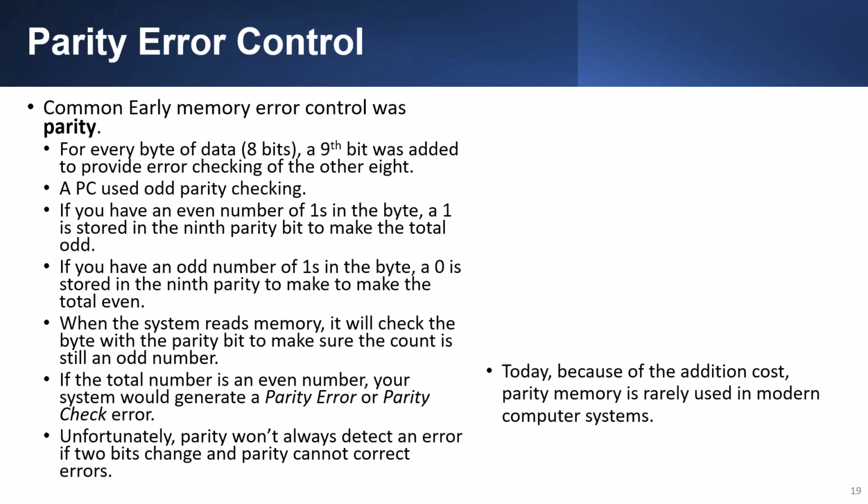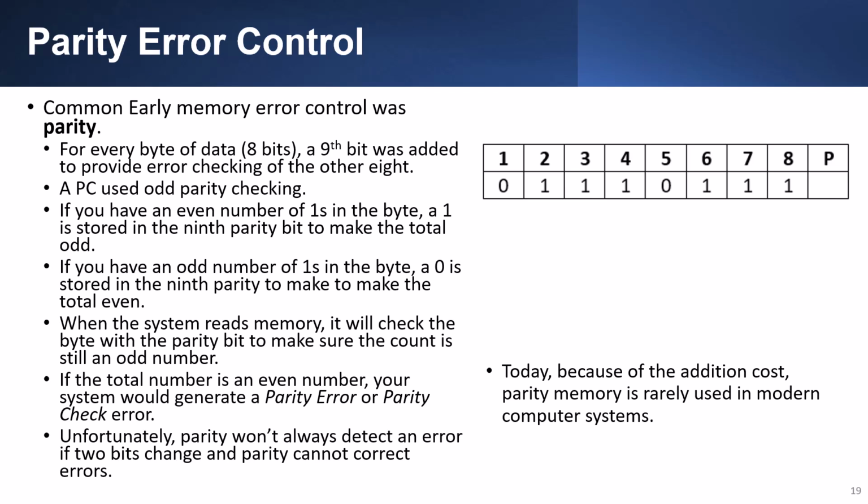There are two forms of error control used in memory. The legacy form of error control is parity, and the newer error control is error correction code, or ECC. Parity error control looks at 8 bits at a time. It counts the number of 1 bits and stores a 0 or 1 into the 9th bit, called the parity bit, to ensure that all 9 bits total an odd number.